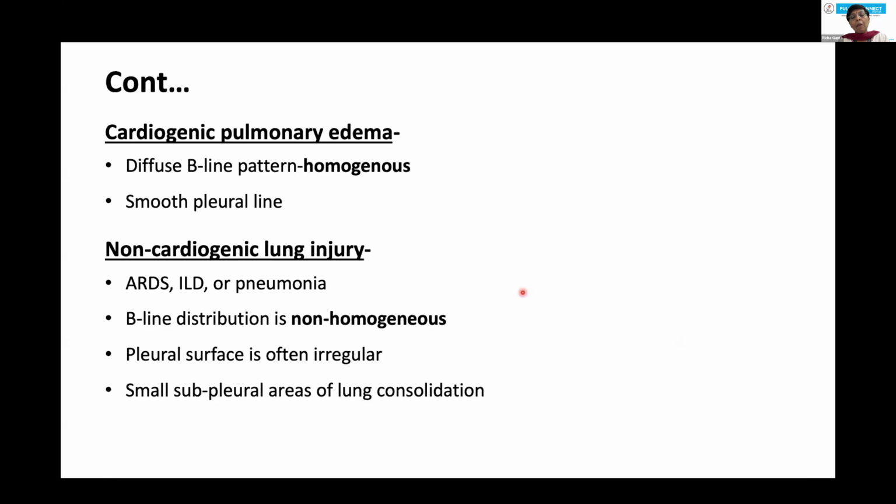Now, very quickly, if you're able to diagnose B lines and they are homogeneous, diffusely present, and the pleural line is smooth, most likely it is because of the cardiogenic pulmonary edema. But if the B line distribution is non-homogeneous, the pleural surface is irregular, and sometimes you may find subpleural areas of lung consolidation, then most likely it is non-cardiogenic lung injury.